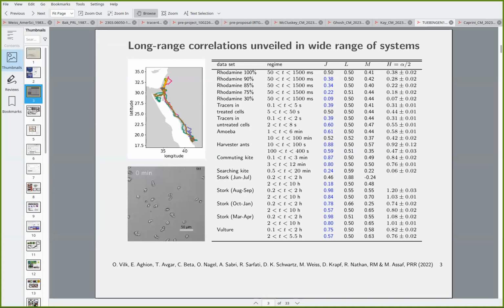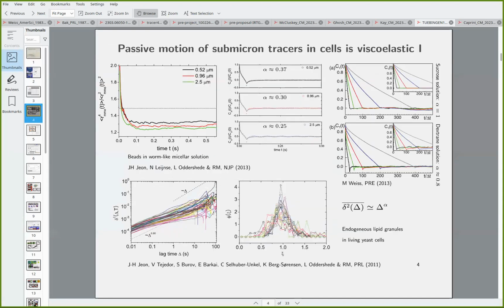Very few turning points until they come and get food or whatever. So you see, out of all these processes we have here, we just looked at them because we got the data. We didn't select them for the effect. But you see that there's a lot of blue. So these long-range correlations really play a role.